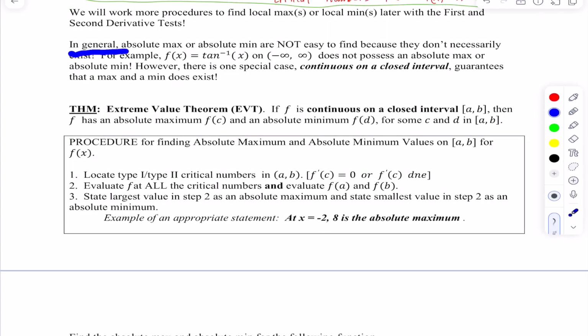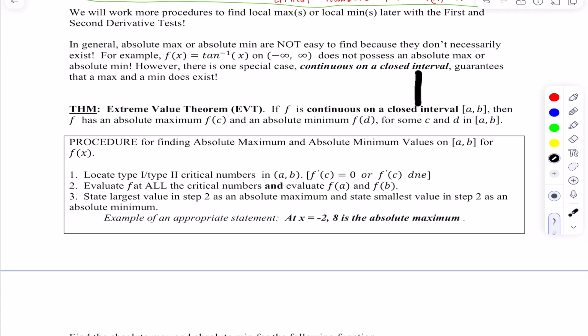Now, in general, absolute max or absolute min are not easy to find because they don't necessarily even exist. For instance, look at the function inverse tangent of x on the entire x number line. This does not possess an absolute max or absolute min. In fact, it has two horizontal asymptotes.